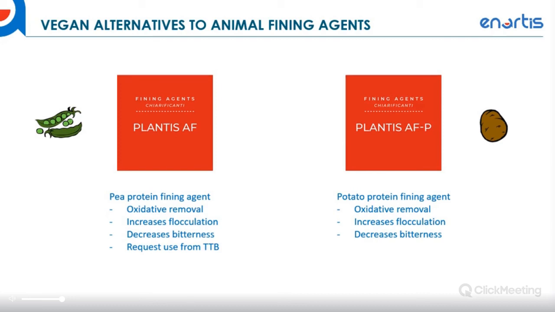Plantus AFP is a potato protein fining agent. It has a similar kind of activity to the pea protein. The pea protein is a little bit more effective than the potato protein, which is one reason why it would be good for the US to start using it, because it's one of the best vegan fining agents out there, and we still can't use it. But the potato-based protein is also very good as well.